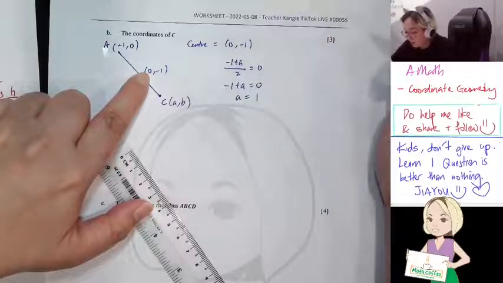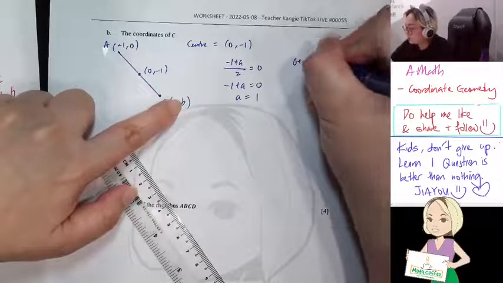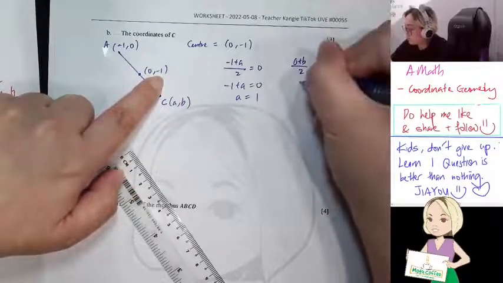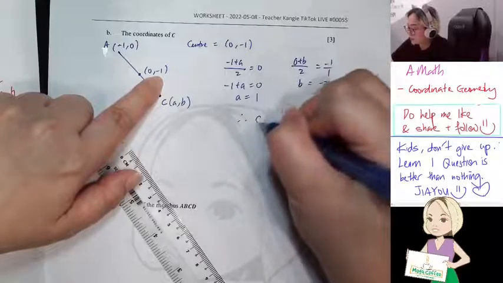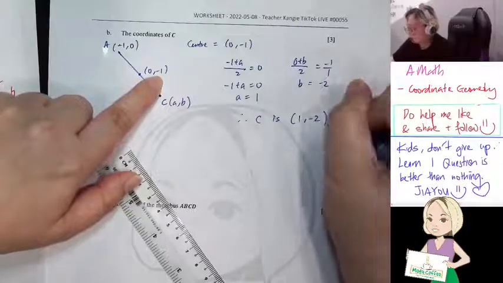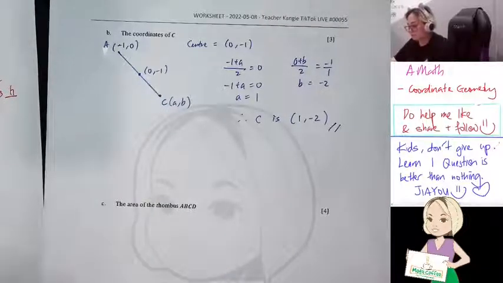A equals 1. Okay, now look at the y-coordinate. 0 plus B divided by 2 is equal to -1. So cross multiply, I have B equals -2. So therefore, my point C is (1, -2). Done.